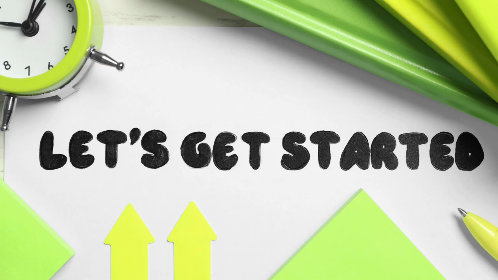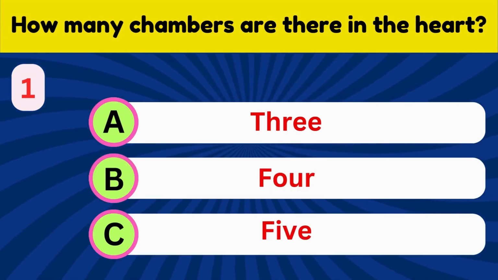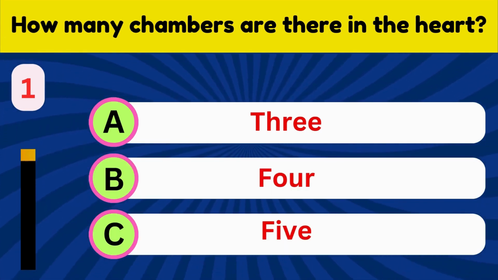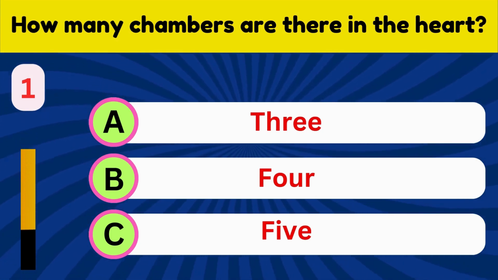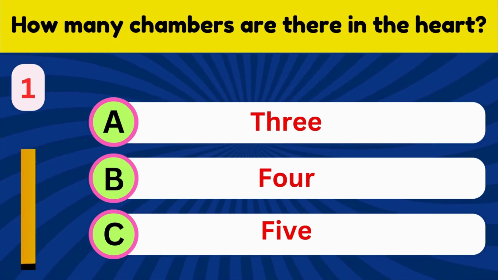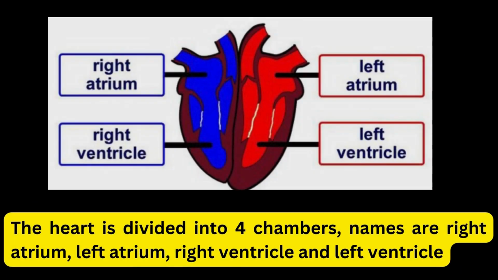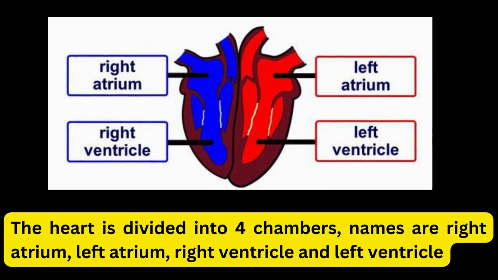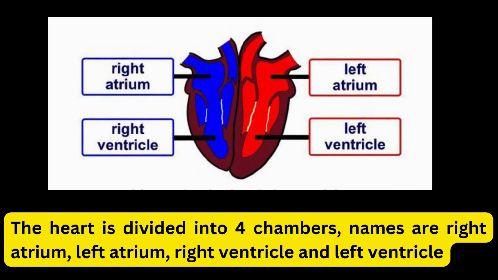Let's get started. How many chambers are there in the heart? Four. The heart is divided into 4 chambers. Names are right atrium, left atrium, right ventricle, and left ventricle.